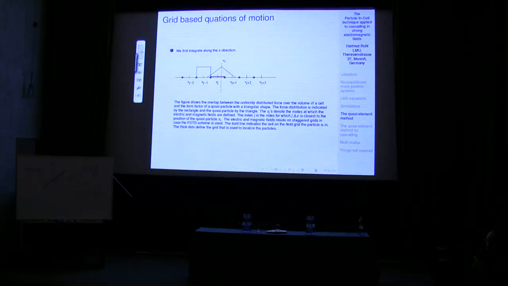Here's depicted how the integration in 1D would work. You see, this is a function f restricted to a cell volume. This is xi, the position of the form factor. That is the explicit shape of the form factor. And that is the integration range, the integration variable of the integral. So you can see how to split the integration into separate pieces in order to cover everything.